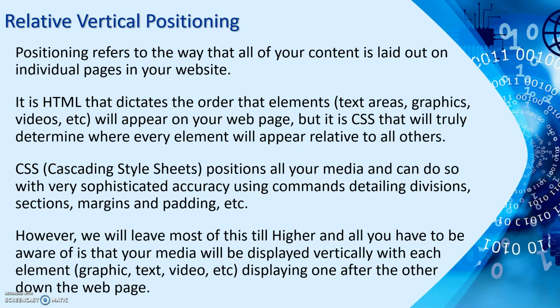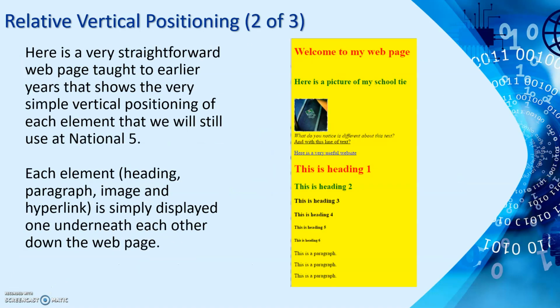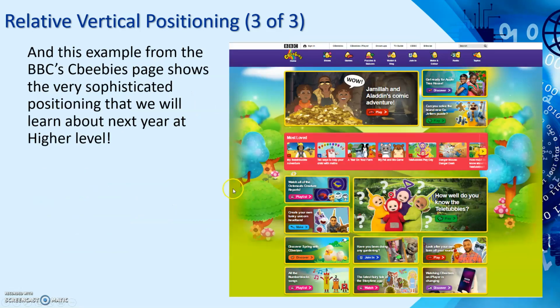All you have to be concerned about is that each of your elements displays one after the other down your web page. And here is an example that we give earlier years to do, and it's just every single part of the web page is just underneath each other. Okay, simple as that. That's what we do at National 5. This is what we would look at in Higher. So you've got an area here which is split into 3 different areas, and this part is split into 2, etc. Now that's very sophisticated, and we're going to look at it next year at Higher. Okay, so you don't need to worry about that. Everything for you just stacked underneath each other.